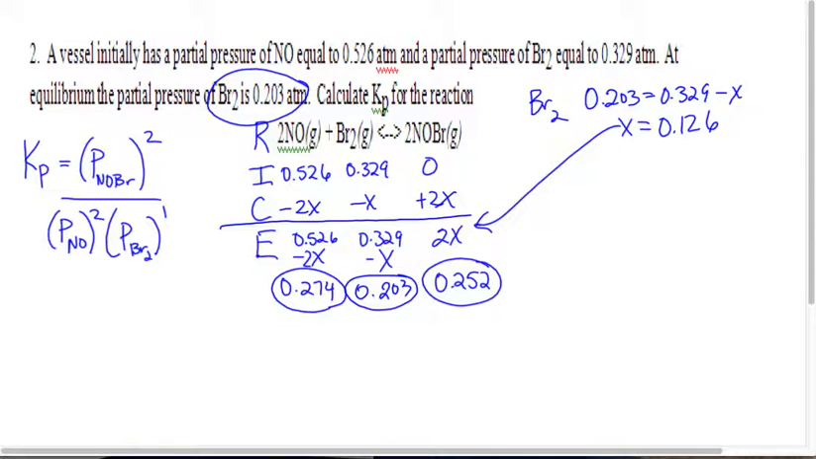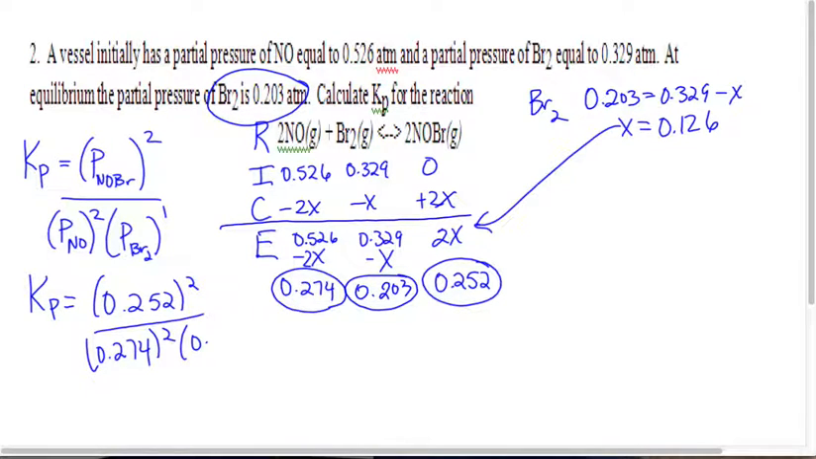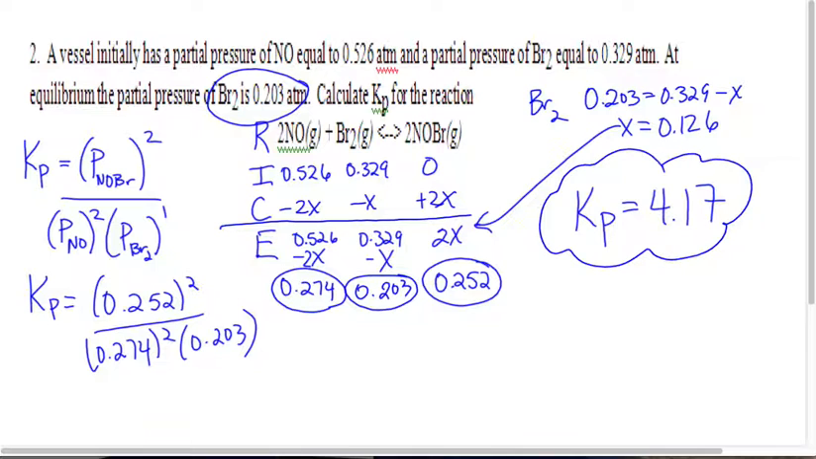All right, so now we can substitute in. Kp then is equal to NOBr is 0.252 squared divided by NO is 0.274 squared, and then Br2 is 0.203. All right, so what is our Kp then? To give me three sig figs? 4.1. Can I get a second? 4.17 is my Kp.